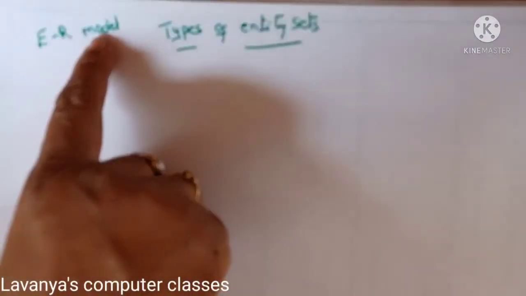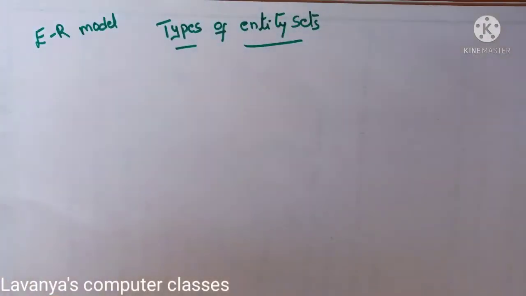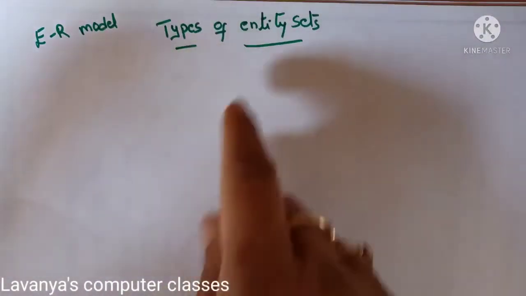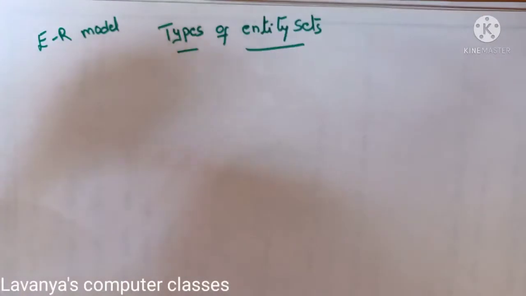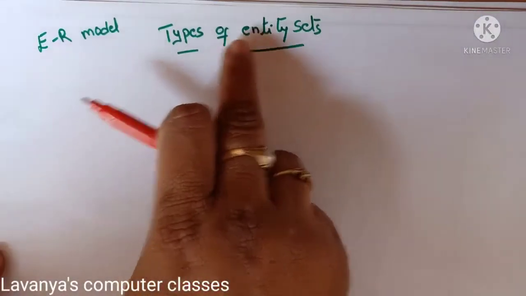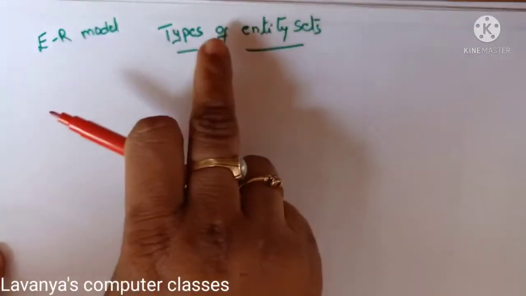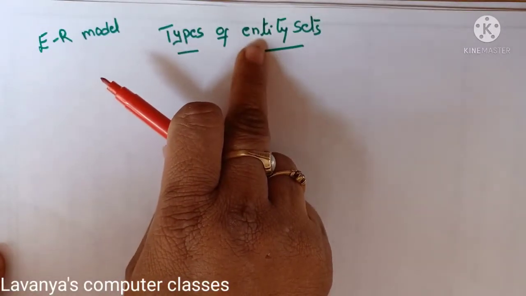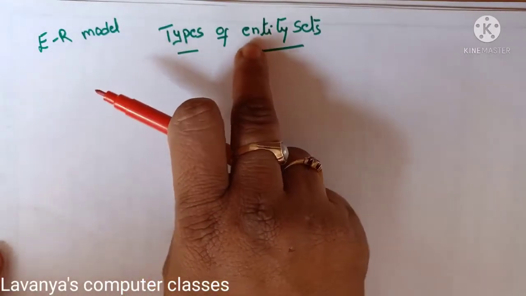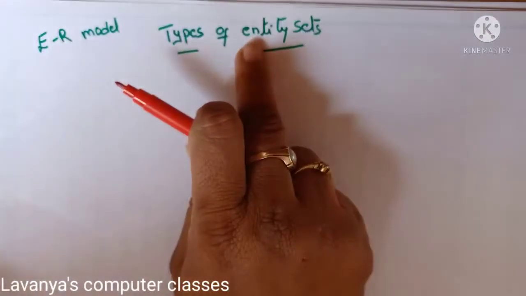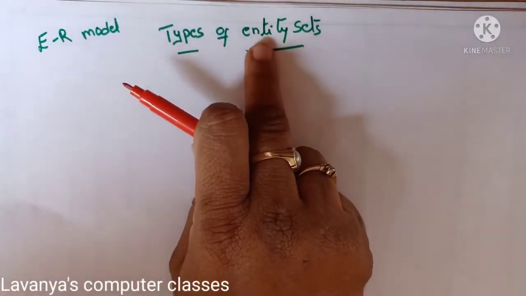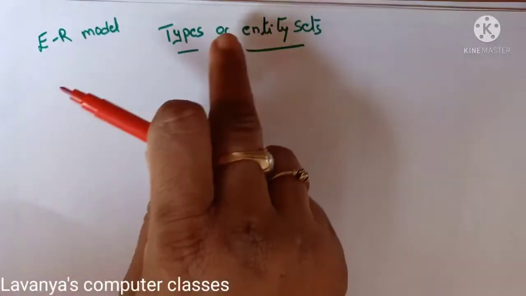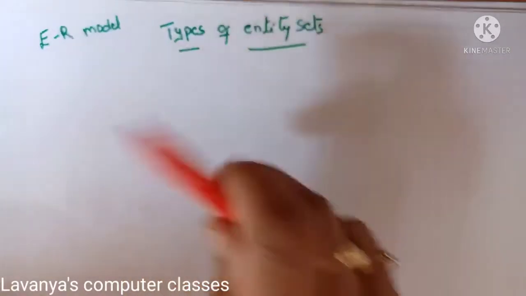In this video, I am going to explain types of entity sets. In the previous video, I explained the components of the ER model. In the components of the ER model, entities and relationships are there. Now I will go through the different types of entity sets. So what is an entity? An entity is a real world object. Any real world object is known as an entity. A collection of entities is known as an entity set.